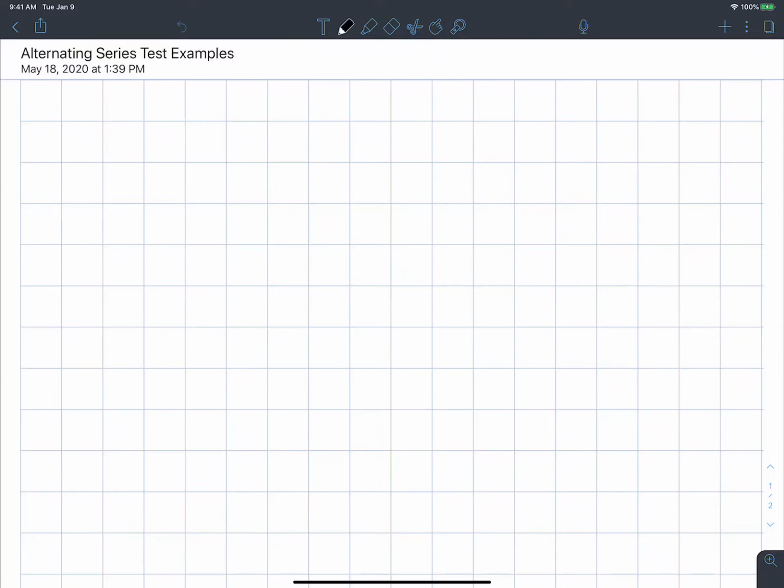Okay, here are some alternating series test examples I promised you guys earlier. So let's take a look here. Here's a series. It's going to be alternating: (-1)^n times the square root of n over 1 plus 2 square root of n.